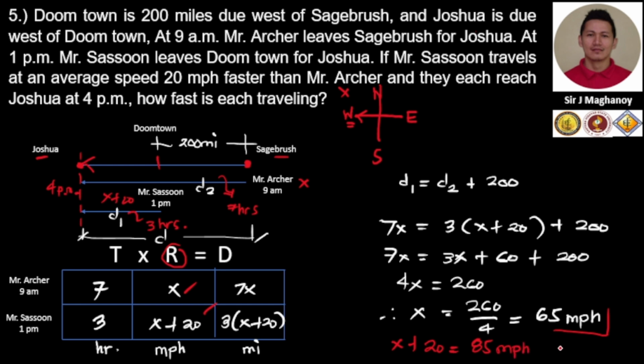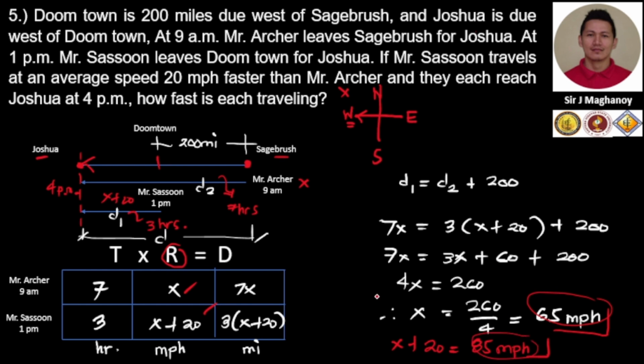85 miles per hour is the speed of Mr. Sassoon. So Mr. Archer's speed going to Joshua is 65 miles per hour, and the speed of Mr. Sassoon going to Joshua, where they will meet at 4 p.m., is 85 miles per hour. So this is our answer.